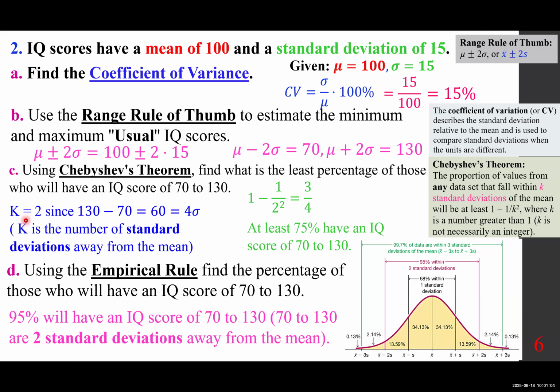Now this one, we already decided is 2 standard deviations. Therefore, the answer is 95%. So 95% will have an IQ score of 70 to 130. 70 to 130 are 2 standard deviations away from the mean.